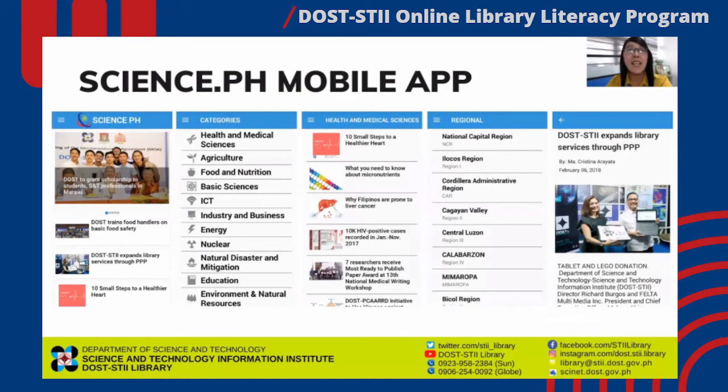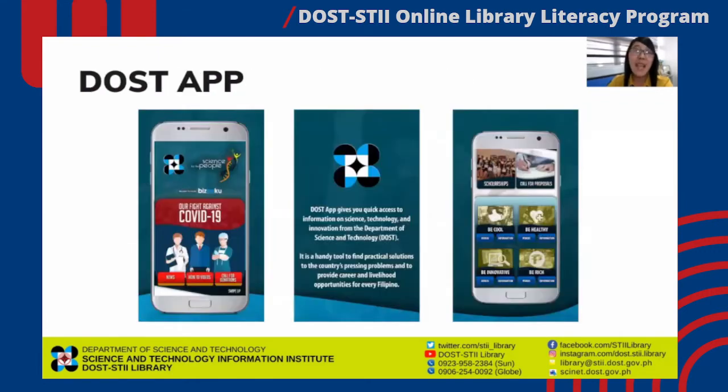Next is the science.ph mobile app. If you are always on the go and you want to be updated on the news on science and technology, we recommend the science.ph mobile app for you. By using this mobile app, you will always be updated on the happenings in the field of science and technology. Science.ph mobile app will let you categorize the news by region and by field of study. So download it now.